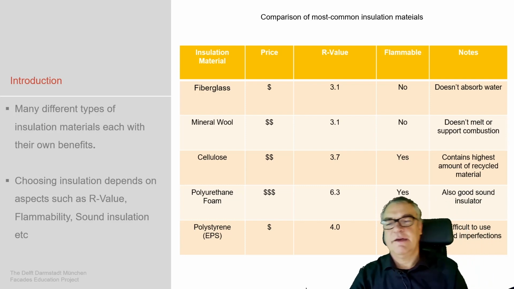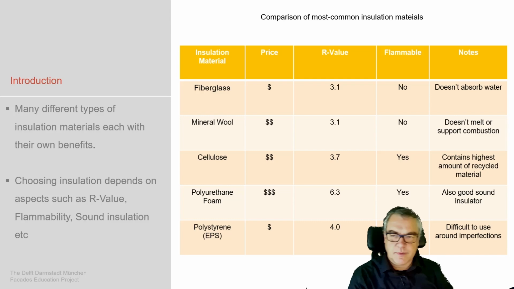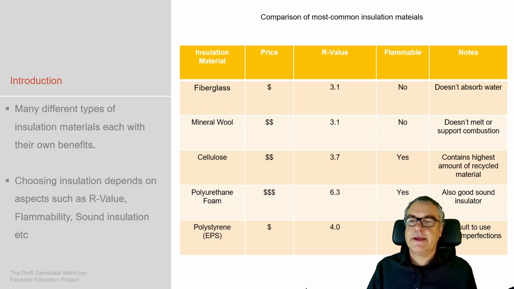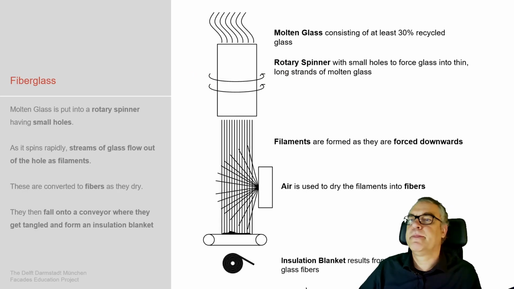And yes, they have different aspects to take care of. Some of them do absorb water, some of them don't. Others are maybe good for sound insulation as well. So that's to be taken into consideration when you make this decision. Fiberglass, mineral, cellulose, polyurethane, and polystyrene, and how to make them.